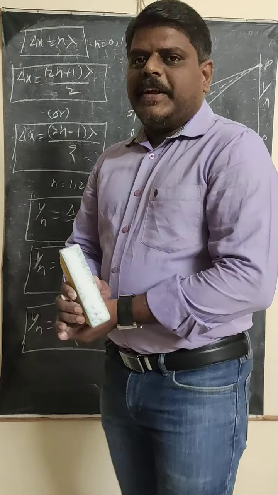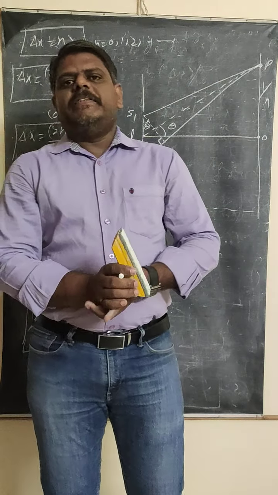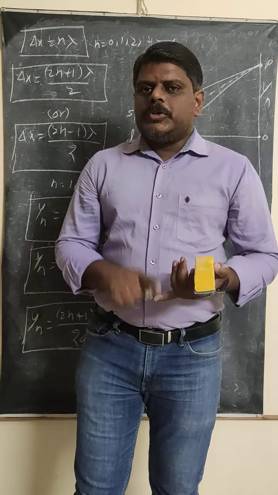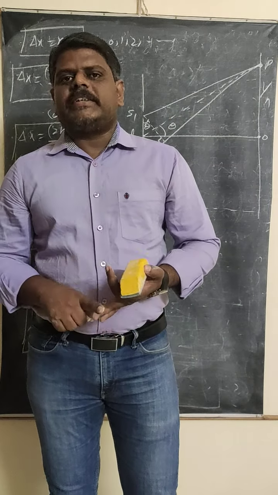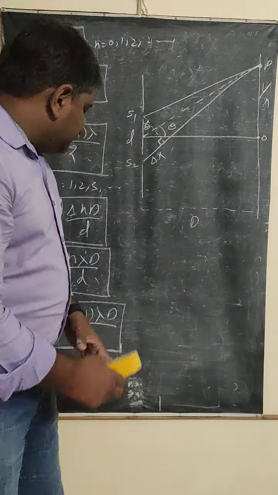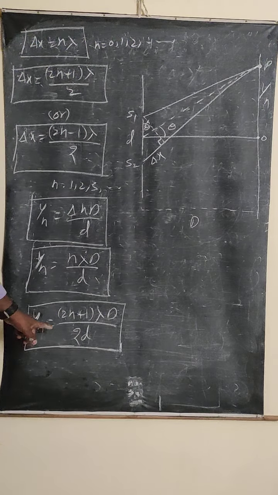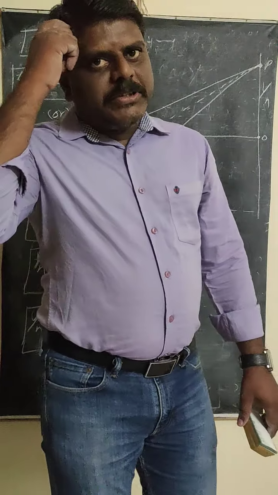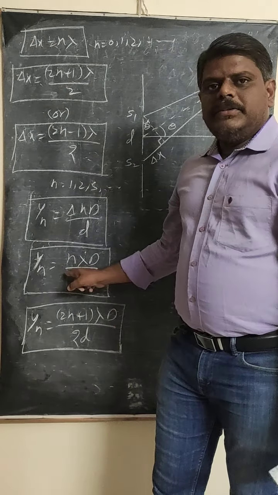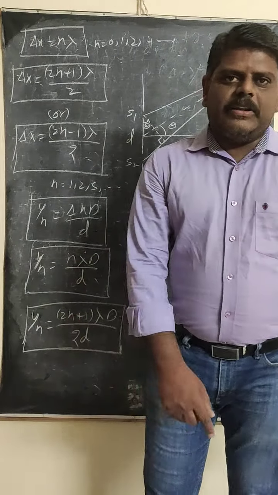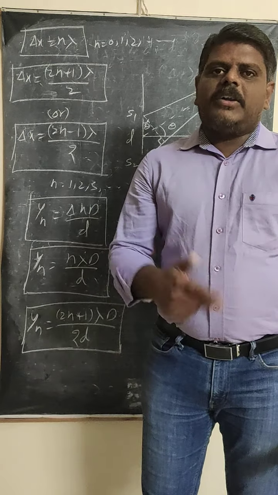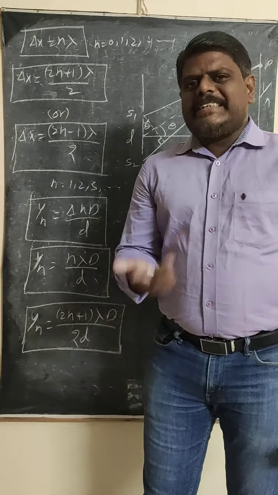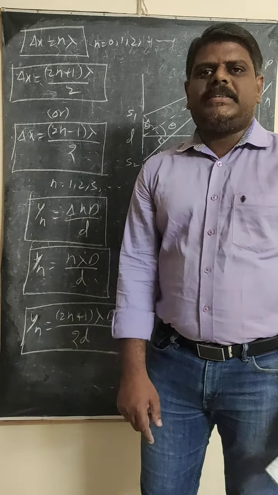After that we discussed the fringe width. How can I define it? The distance between two successive bright bands or two successive dark bands is called the fringe width. That fringe width is represented by beta. Yesterday I told you that the fringe width can be derived by using the bright band or the dark band. You are going to get the same answer because the fringe width will remain the same.